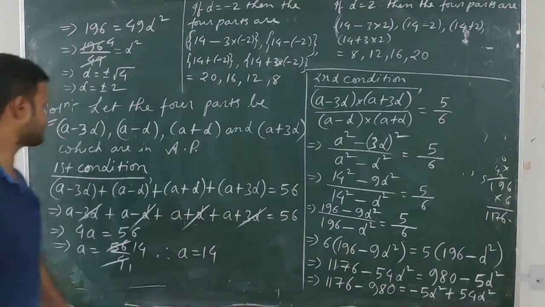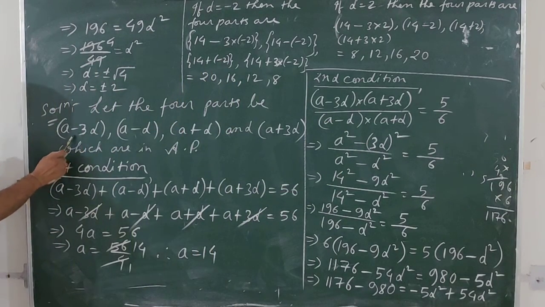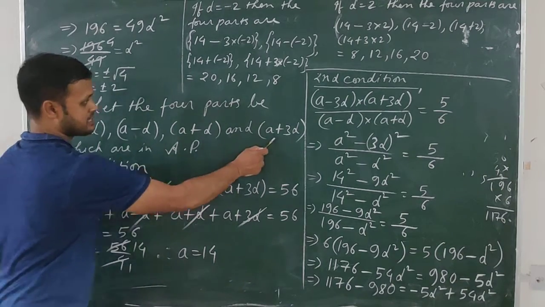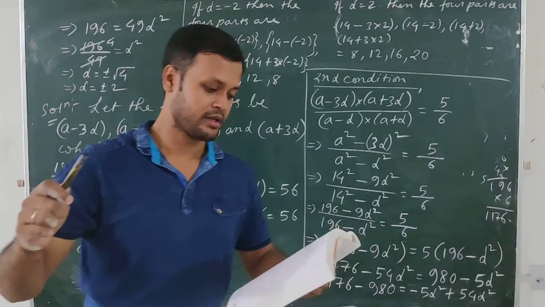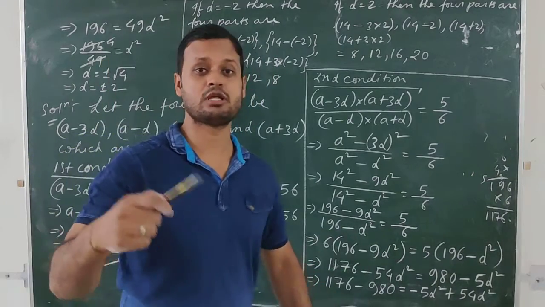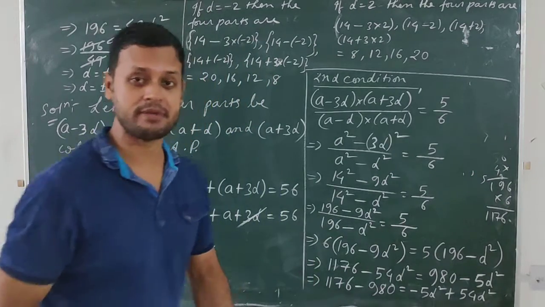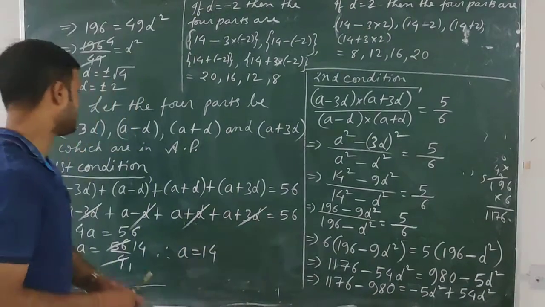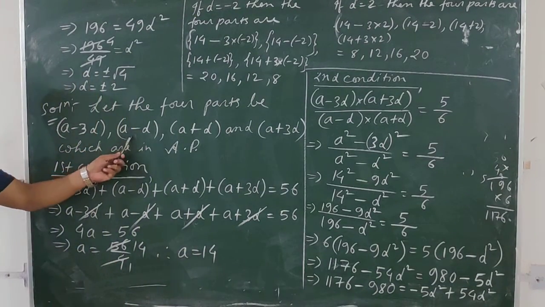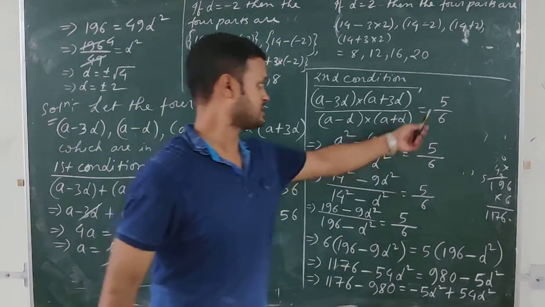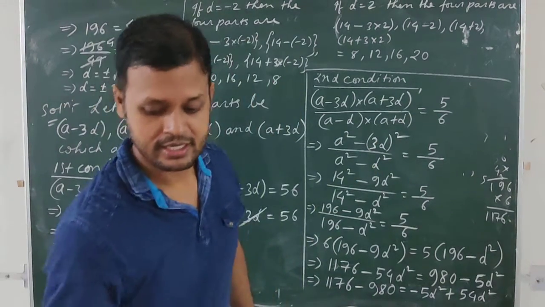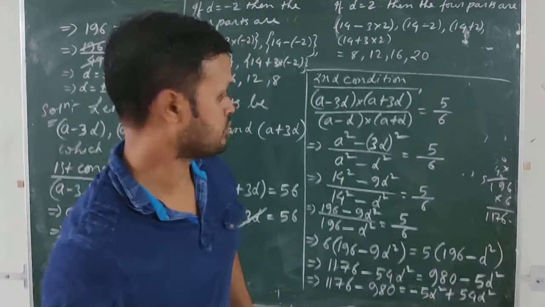The first term, what was the first term, students? First term was A minus 3D, last term was A plus 3D. I multiply these two, the product of the extremes. And the ratio of the product of the extremes to the product of their means. What are the product of the means? What are the middle two terms? The middle two terms are A minus B and A plus B. So below I am writing A minus B and A plus B. So this ratio is equal to how much, given in the question? This ratio is equal to 5:6.